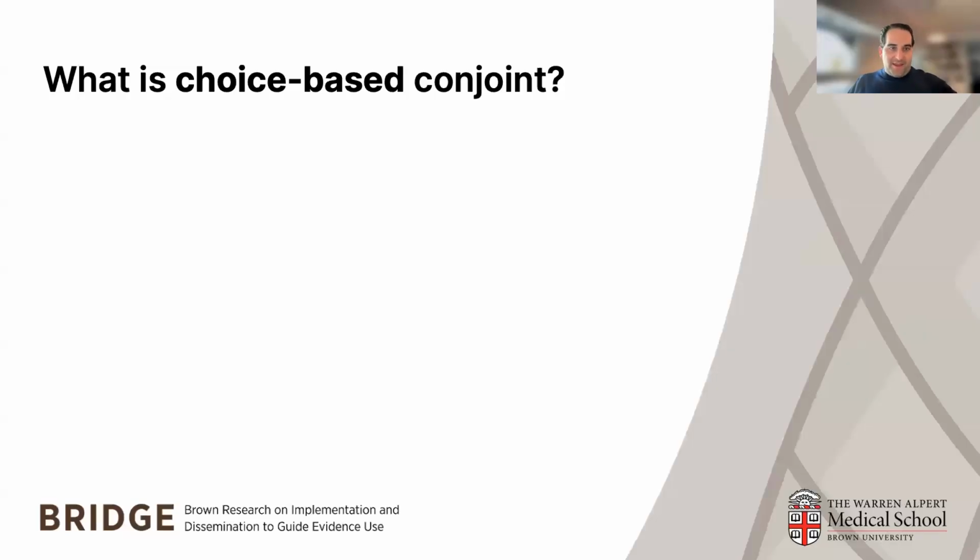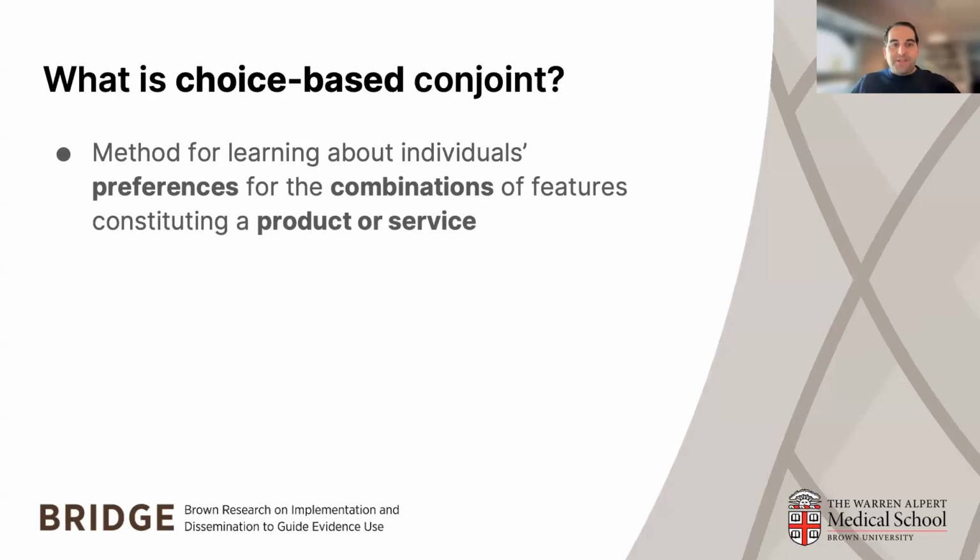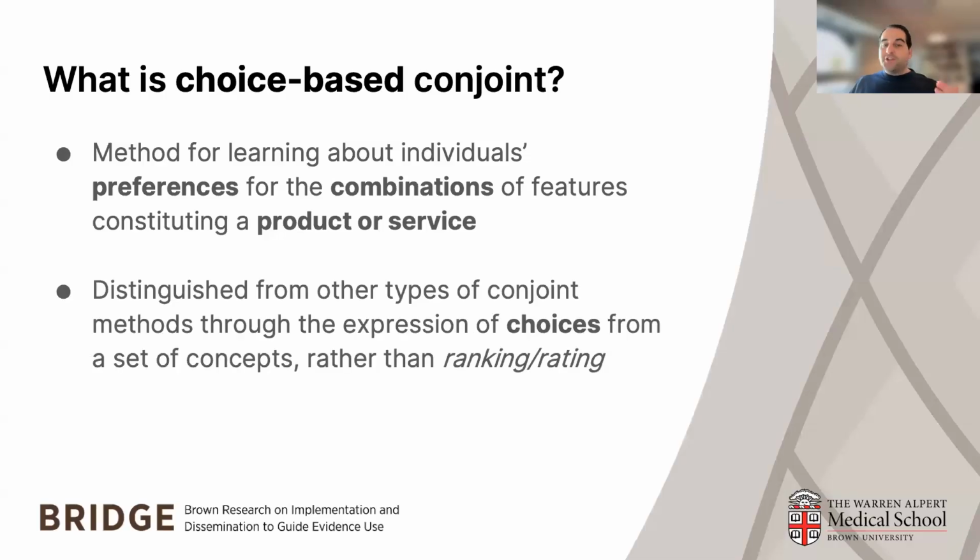So let's dive in and talk about what choice-based conjoint methods are. Really, when we talk about choice-based conjoint or CBC methods, we're talking about methods for learning about individuals' preferences for specific combinations of features that constitute a specific product or service. Much of this derives from behavioral economics and marketing research, language and literature, but it has really nice applications in public health research and scholarship.